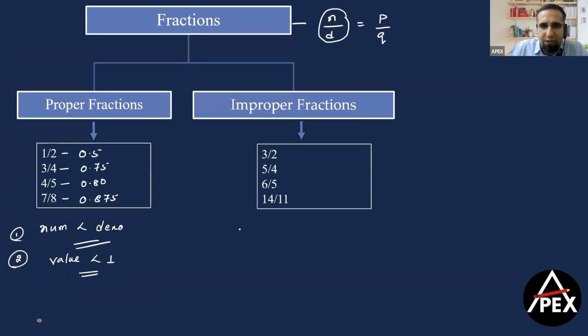So what's an improper fraction? An improper fraction is a fraction where the numerator is greater than the denominator. And if the numerator is greater than the denominator, then the value of the fraction is always greater than 1. For example, 3 by 2, 5 by 4, 6 by 5, 14 by 11, and so on. These are called improper fractions. So in short, fractions are also in the form of p by q, and thus fractions can be termed as rational numbers. Clear?